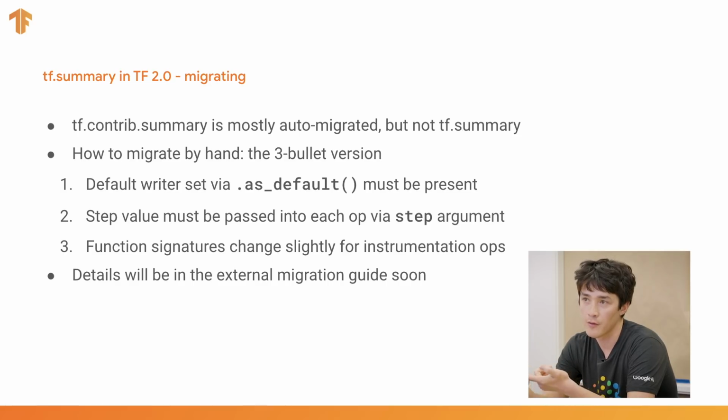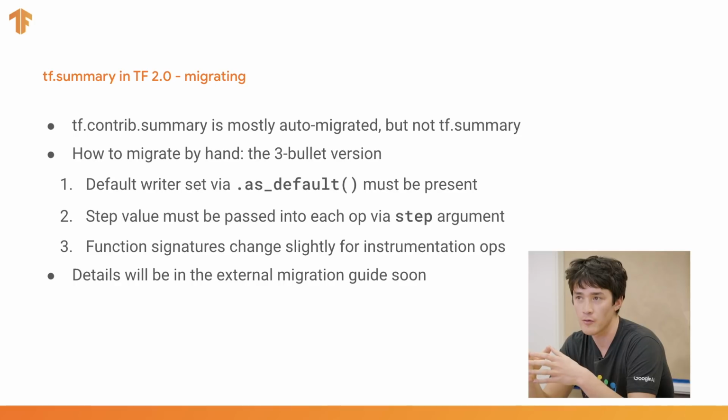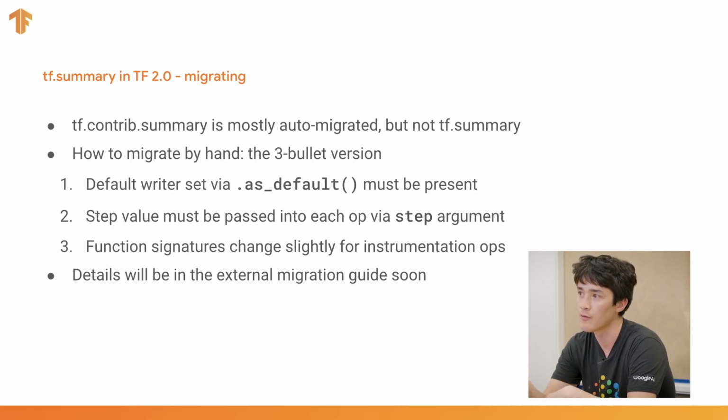The first thing is that the writer now needs to be present, created, and set as default before using the summary ops. This is a limitation that's a little bit tricky. We're hoping to relax this a little bit so it's possible to set a writer later. But for now, you want to have the default writer already present. Otherwise, the summary ops basically just become no ops if there's no writer, since they have nowhere to write to.